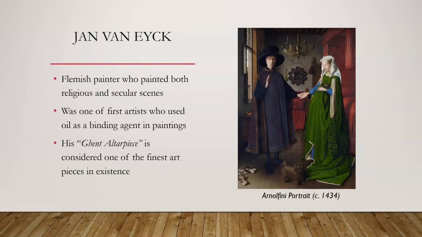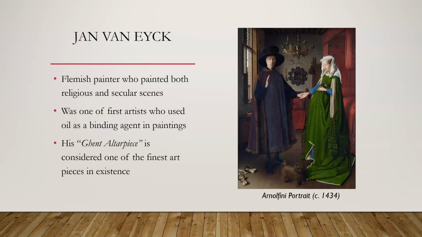Here we see Jan van Eyck, who is a Flemish painter from up in the Netherlands. He painted both religious and secular scenes. So the patronage kind of changed too, from Medici family or a pope to more wealthy merchants. So they wanted portraits of themselves. So a more secular portrayal here with some religious tones as well. He was also one of the first artists to use oil as a binding in paintings. Before this, they used tempera, an egg, as a binding.